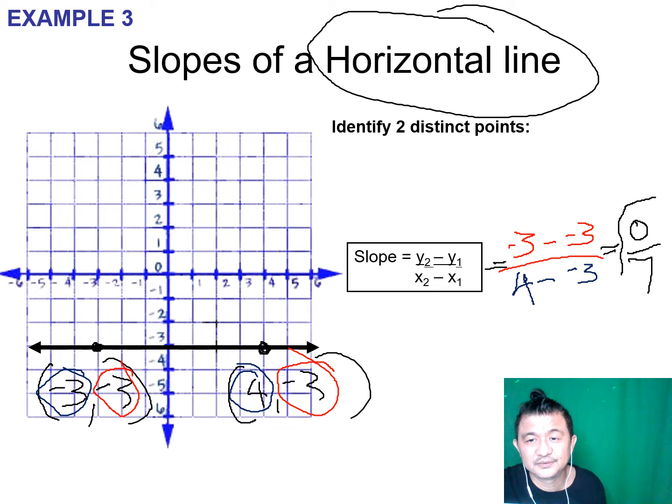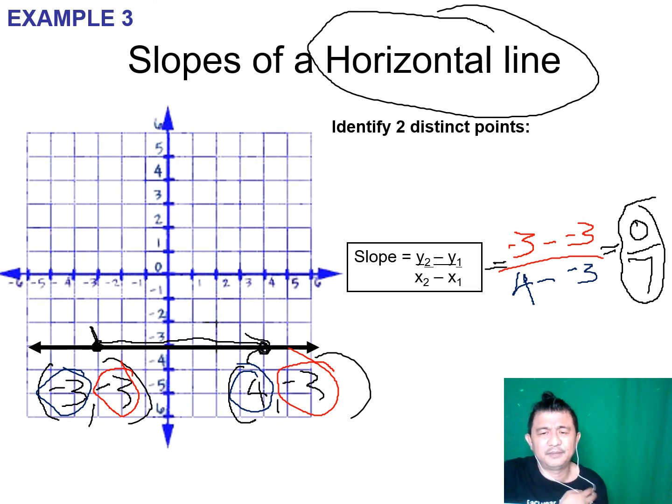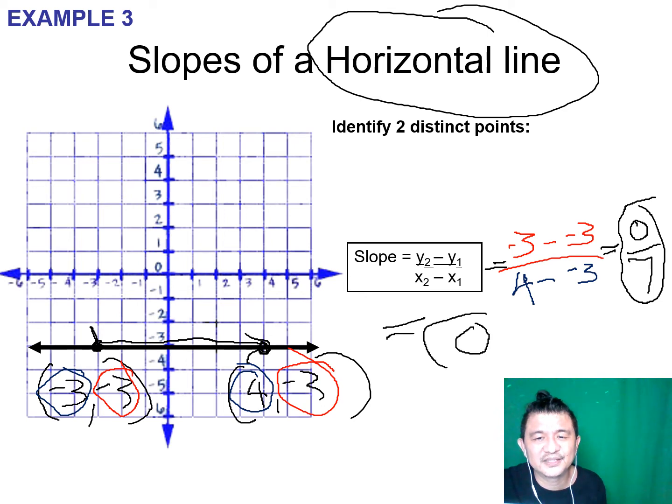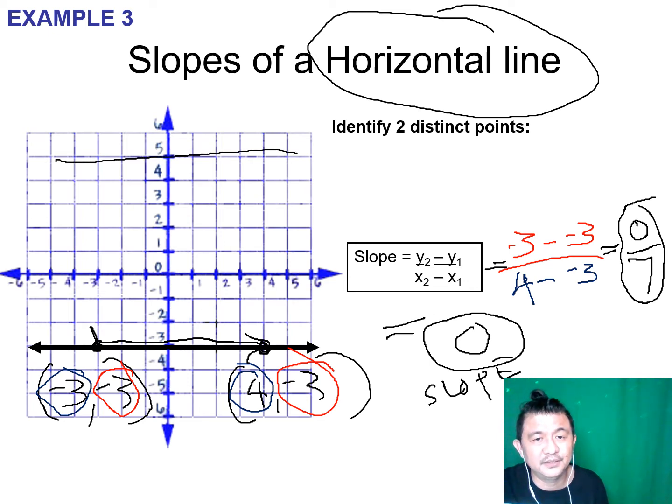All right? No rise. It didn't go up. It didn't go down. But a run of 7. So we're right. So what do we mean by the slope of 0 divided by any number is always what? 0. Okay. The slope is 0. For any horizontal line, wherever it could be way up here, all right? It could be exactly on the x-axis or below the x-axis. The slope is always 0.